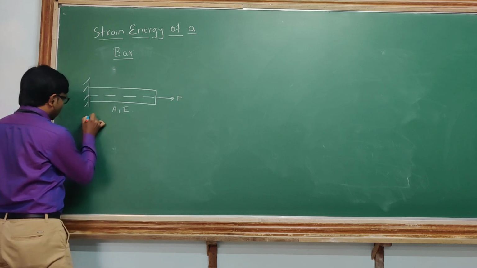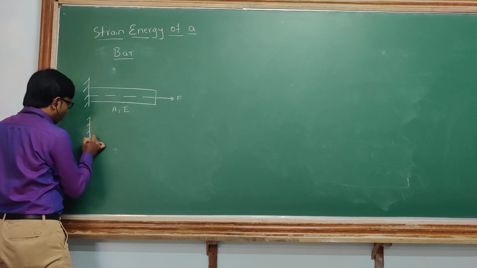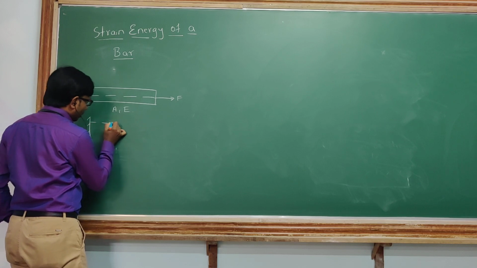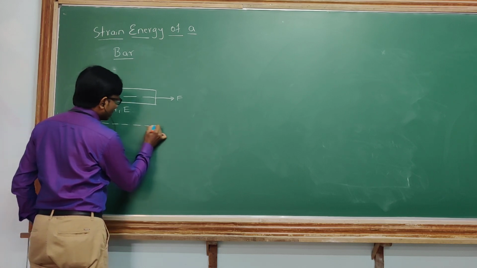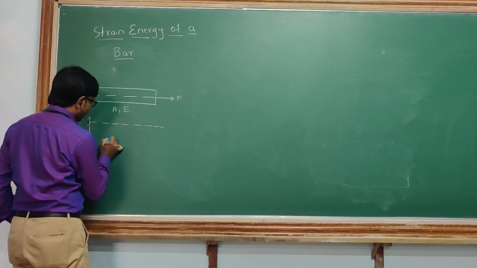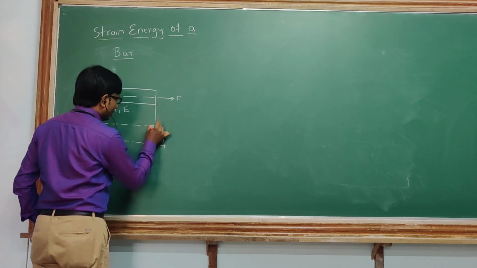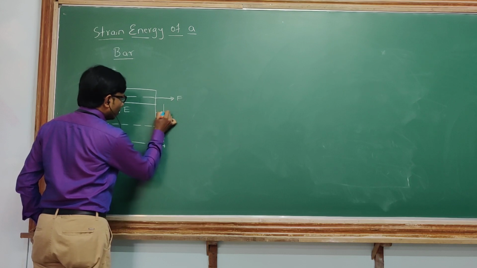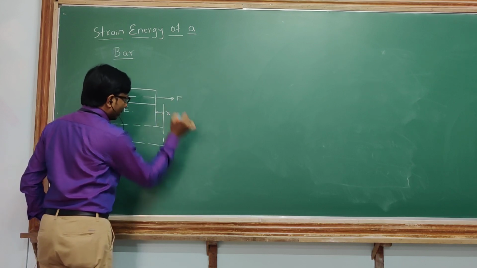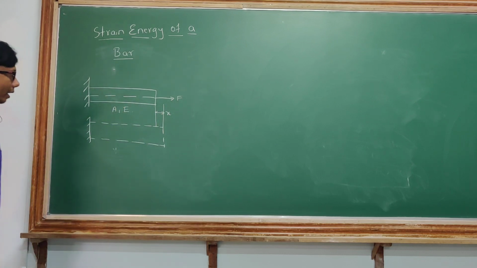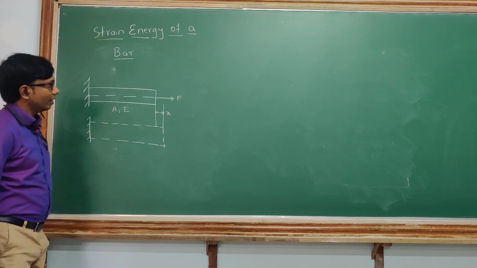So after the loading, this bar will be extending a certain length. If I see what the change is, I will name it as x or dx. So that will be the change in the length. So from this, how can I calculate the strain energy?